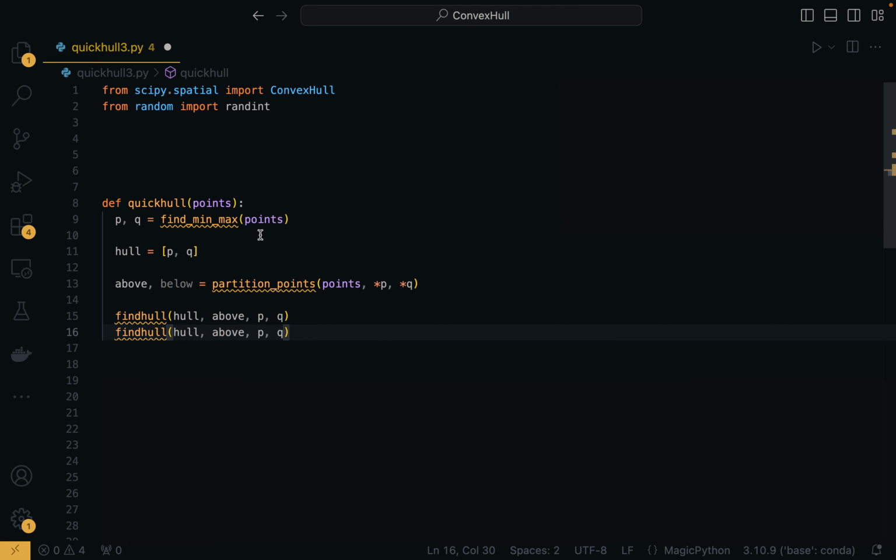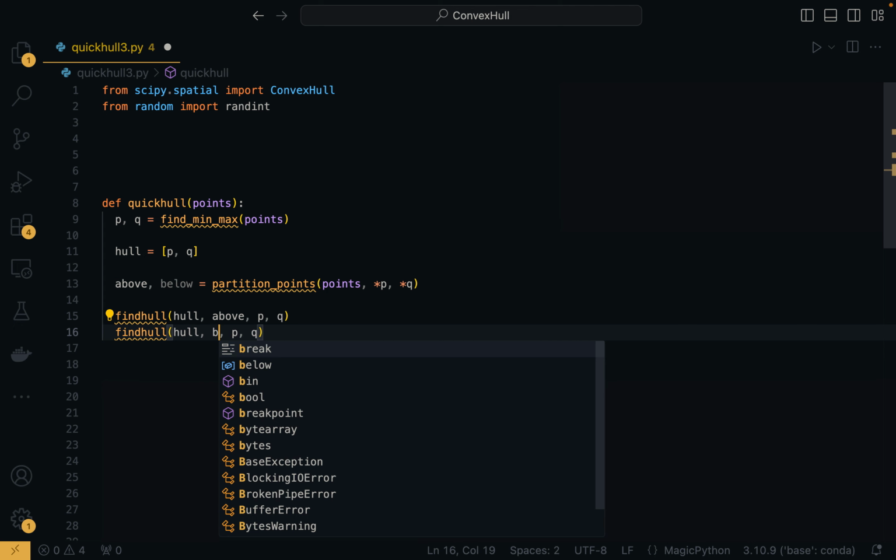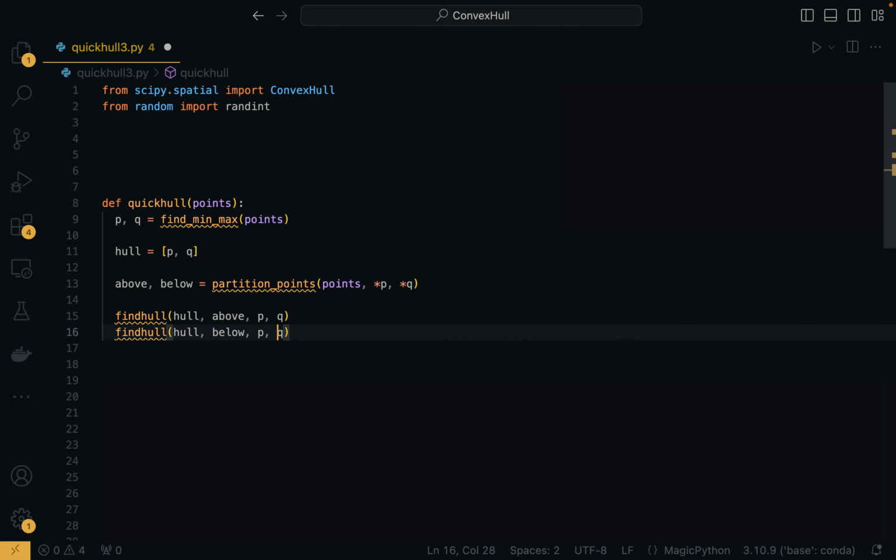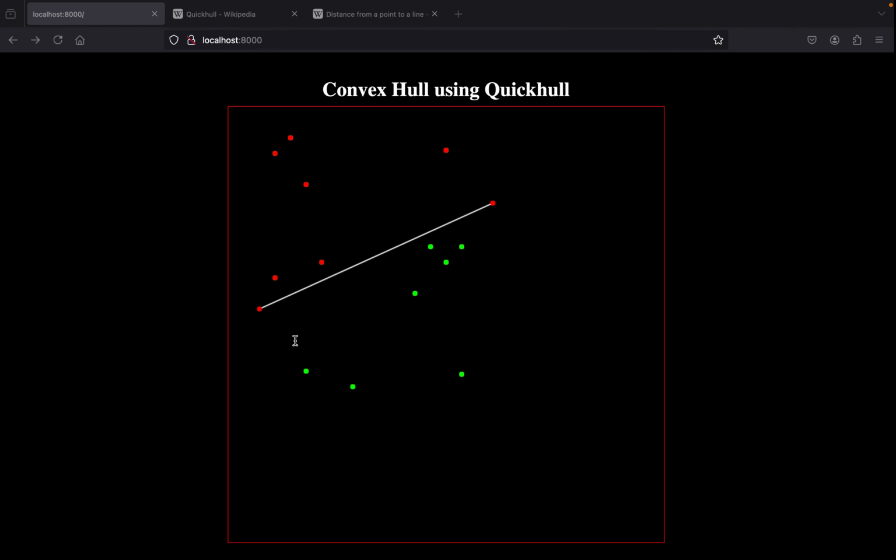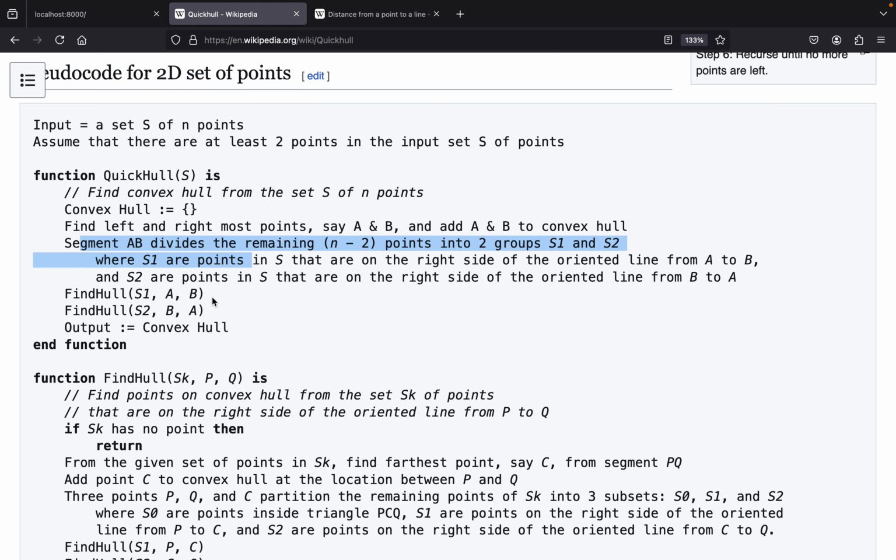And the same thing over here, pass in the hull, but now we'll use the below points. But now we do something interesting here. We reverse them. So why do we reverse them? Well, first of all, that's what they ask of us according to the algorithm. But the question becomes then why?